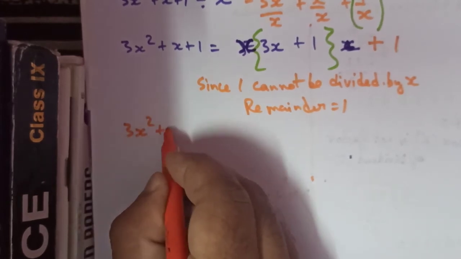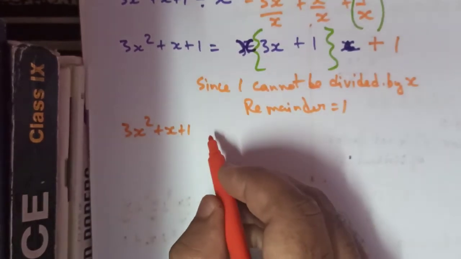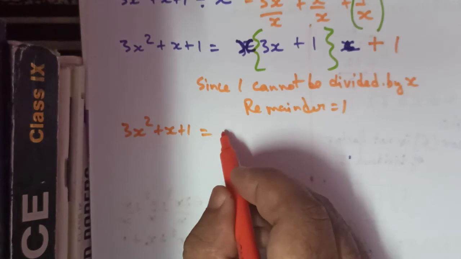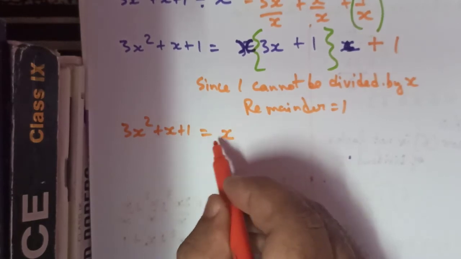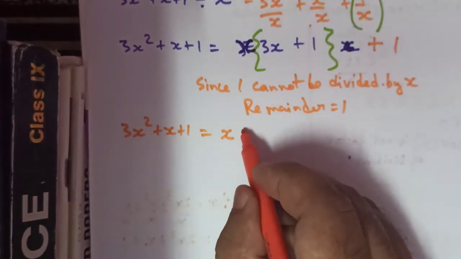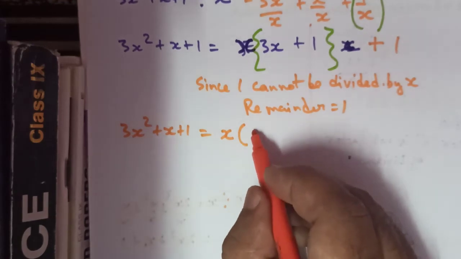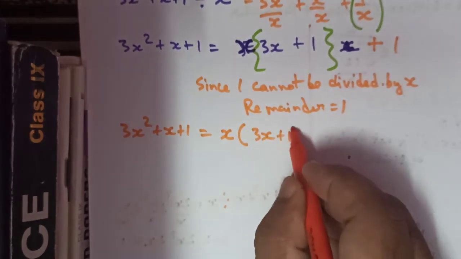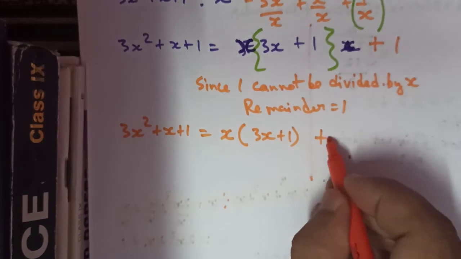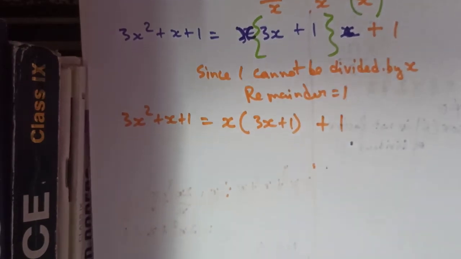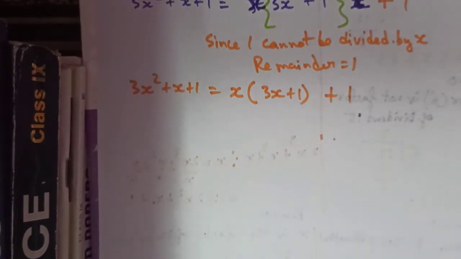Again I am writing so that there should be no confusion. 3x square plus x plus 1, this is the dividend, is equal to the divisor, that is x. We are dividing it by x, and we are getting a quotient as 3x plus 1, and since 1 is not divisible, 1 will be the remainder. So in this case we are getting a remainder.